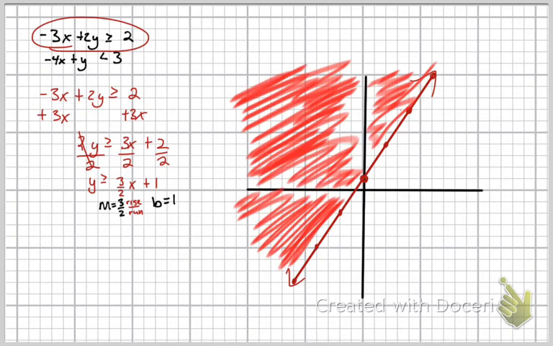I used a solid line this time because it said or equal to, and the second thing is I shaded above the line. I shaded points that were higher than the line because it was greater than. Now I'm going to be doing the same thing with the second equation.